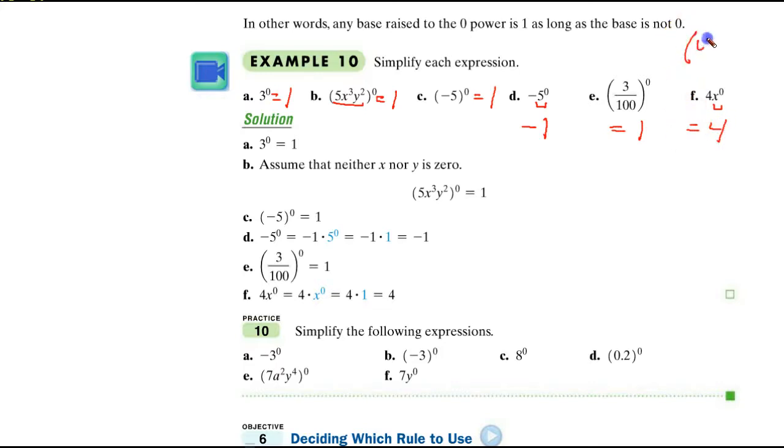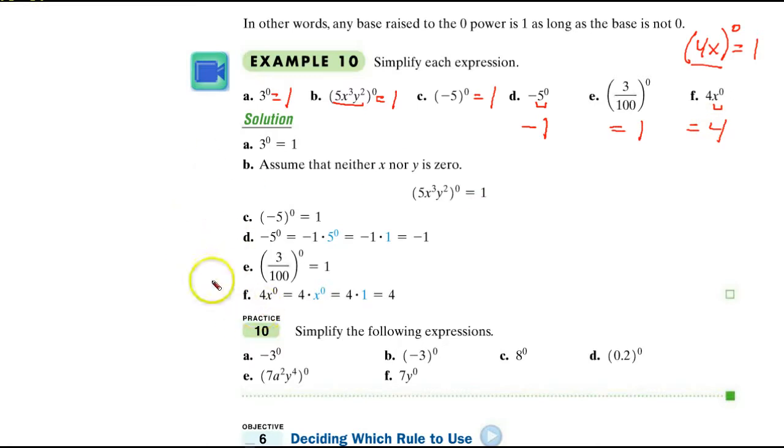Now, if this were 4x to the 0, like so, where your base is 4x, that would equal 1. But here, since it's not in parentheses, the only thing we have as our base is x. That's 1. Times 4 is 4.